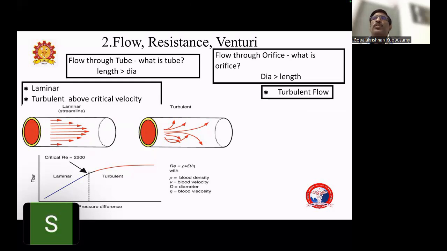Flow through a tube and flow through an orifice. Now we want to know what is a tube and what is an orifice. When the length is more than the diameter, we call that a tube. When the diameter is more than the length of the tube, we call it flow through an orifice. In a tube, we have two types of flow: laminar flow till a critical velocity, after that it becomes turbulent, given by the Reynolds number. When the Reynolds number is above, say, 2000, the flow will become turbulent.